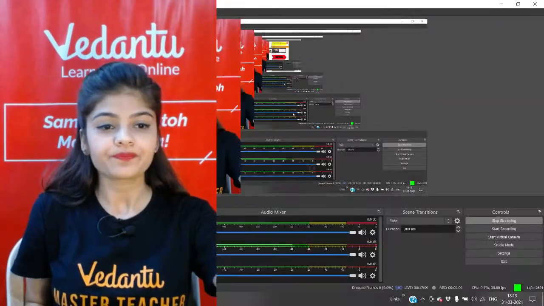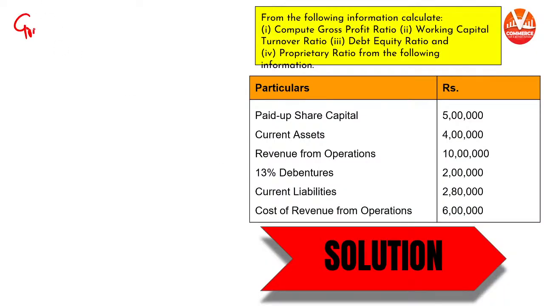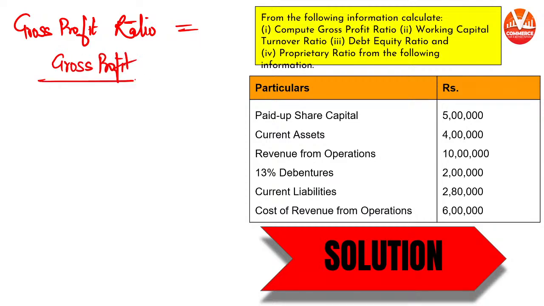Now we have to calculate gross profit ratio. So what is the formula to calculate gross profit ratio? The formula is gross profit divided by revenue from operation multiplied by 100. This is the formula to calculate gross profit ratio. Now, gross profit we have to divide by revenue from operation.